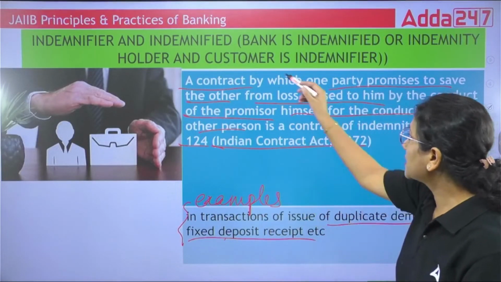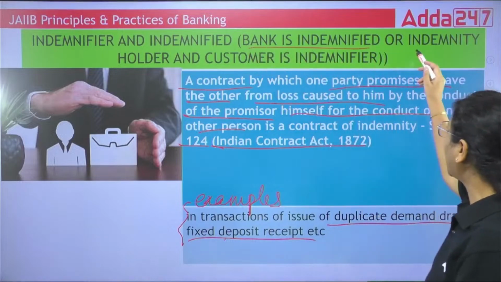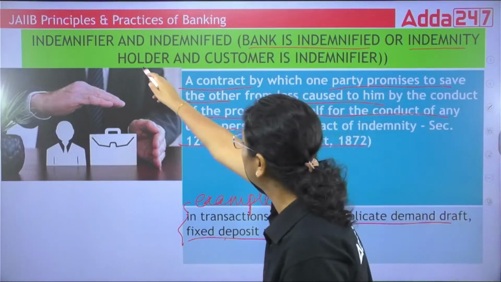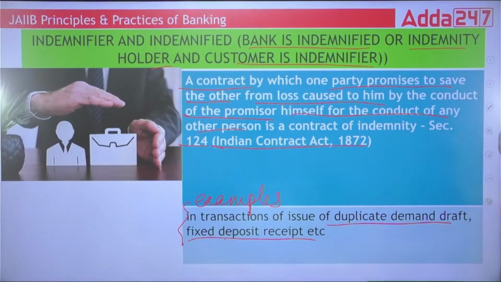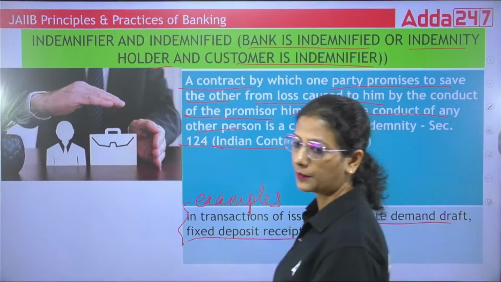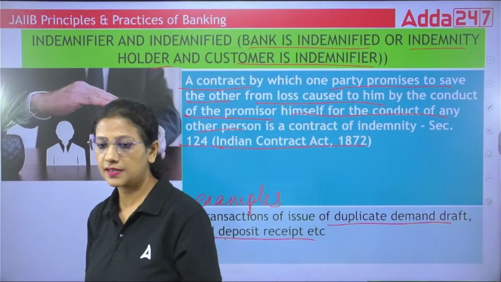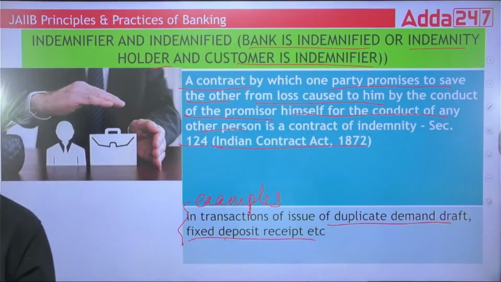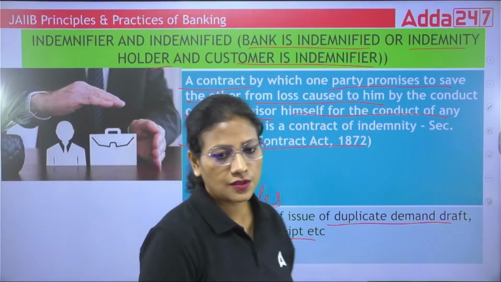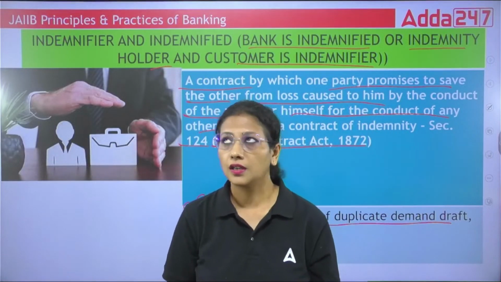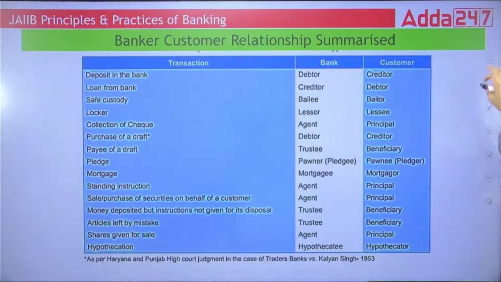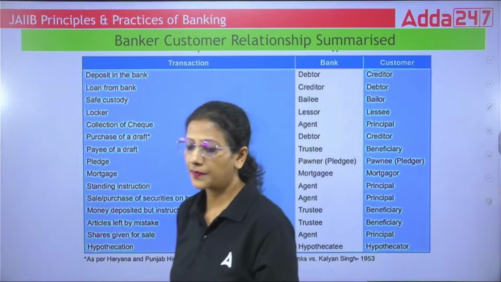Here the bank will be indemnified or indemnity holder and the customer is indemnifier. So the bank will be known as indemnity holder and the customer will be known as indemnifier. So we have seen different kinds of relationships. I think this is the last one. Okay, we'll do a summary of this also.